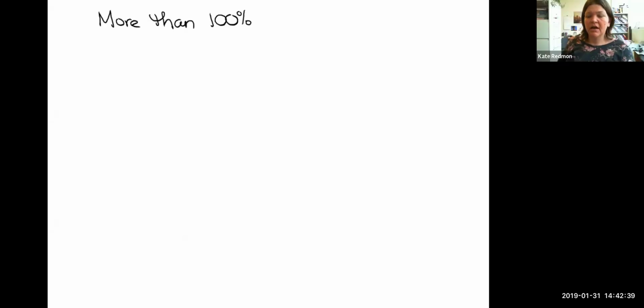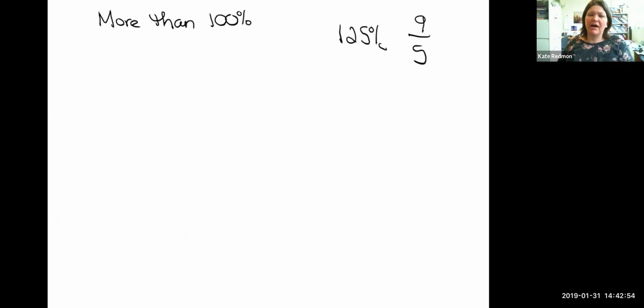Can we talk about when things are more than 100%? I don't know what it is about 3rd grade. There was just something that happened in 3rd grade that made us think that fractions couldn't be improper and percents couldn't be over 100.